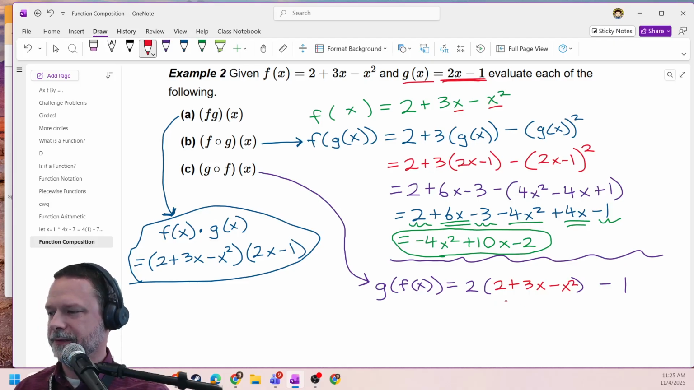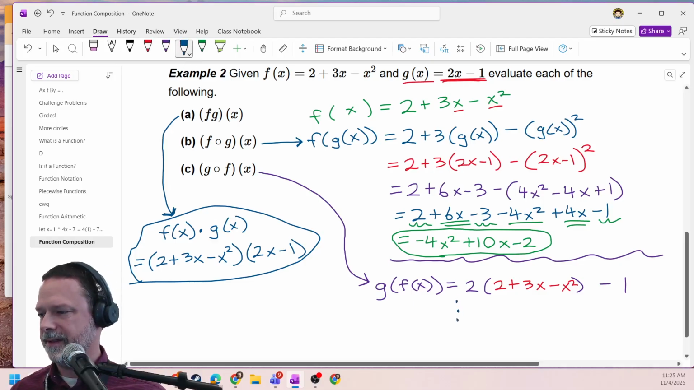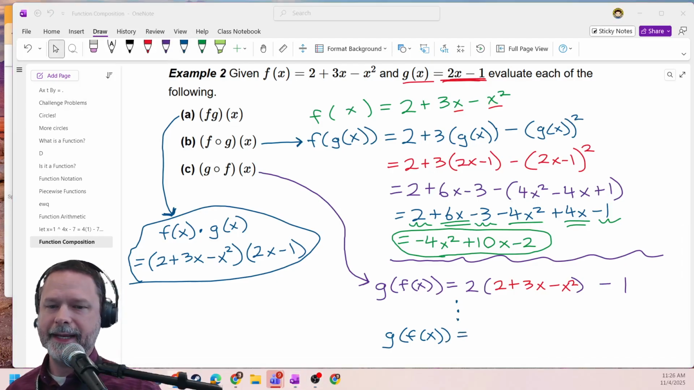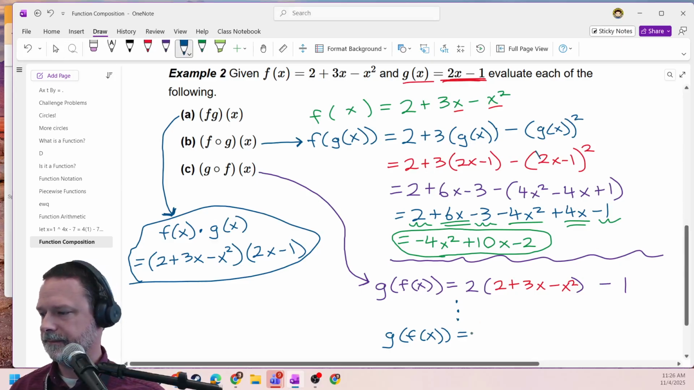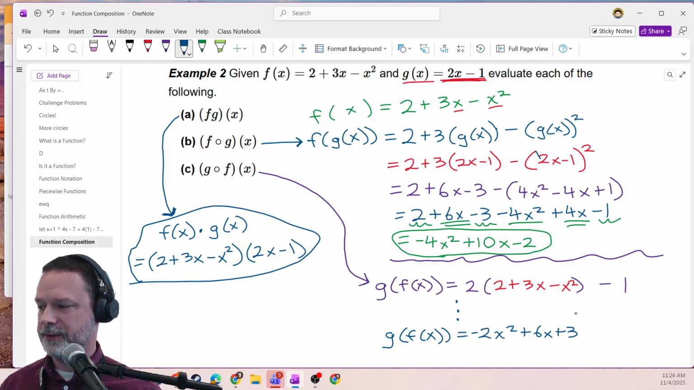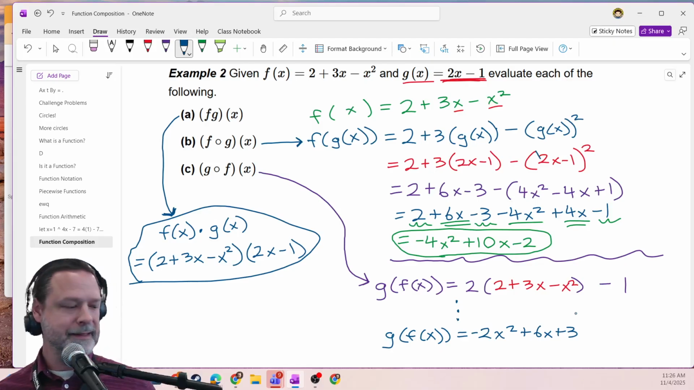There. So if you work all that out, what should you get at the end? We work all that out. G of f of x should be negative 2x squared plus 6x plus 3. That's what you should get. So I encourage you, work that out. See if it works out the way it's supposed to, and we'll be in good shape.